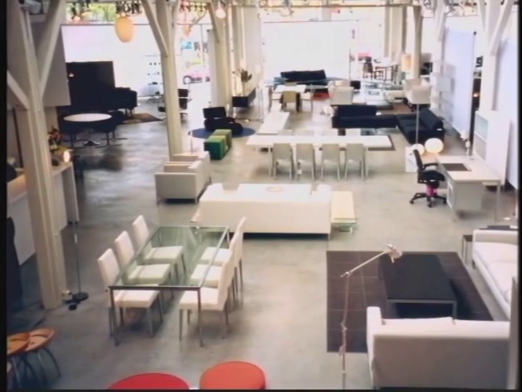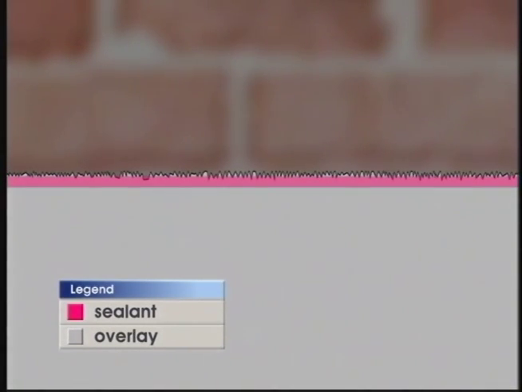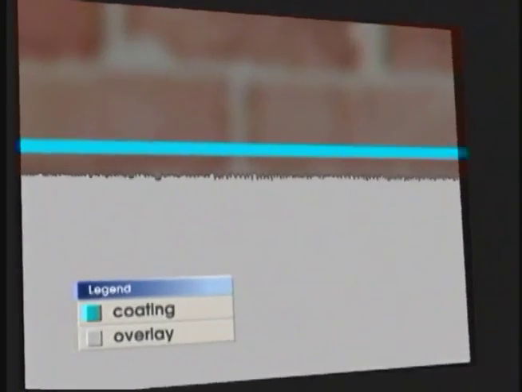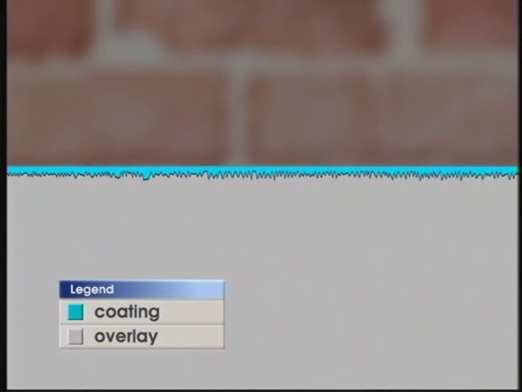The major difference between sealants and coatings is that sealants are usually designed to penetrate into the concrete pores and will leave the surface looking natural and dry. A coating, however, will bond to the surface and build a protective layer, leaving a film above the peaks of the surface.